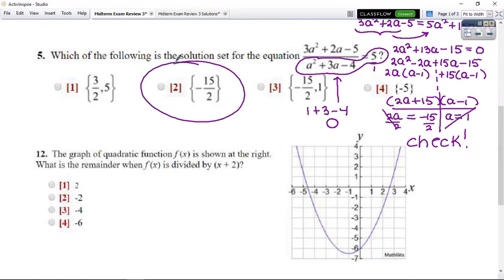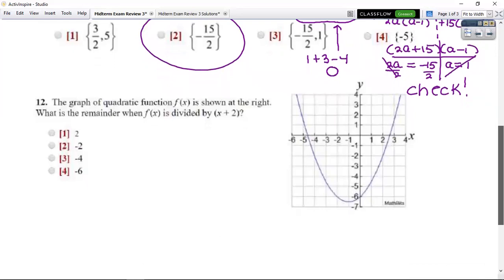That is a difficult question. Because even if you get everything correct down to the end, but you forget to check, you're still going to lose your points. So be very, very careful. Any question where you have variables in the denominator, you need to check. I will remind you of that on Monday.